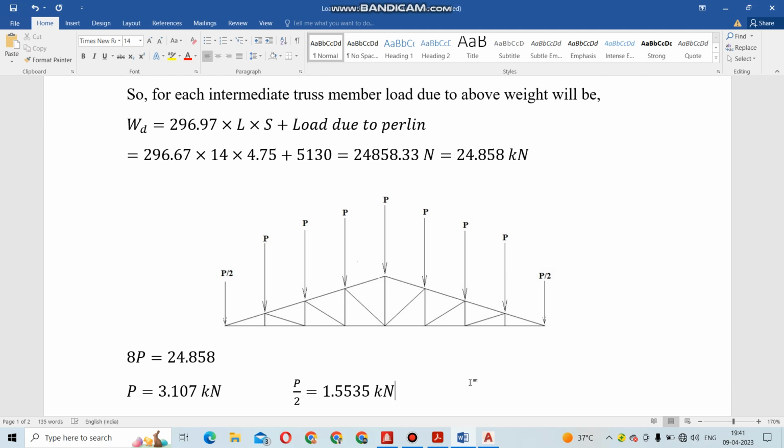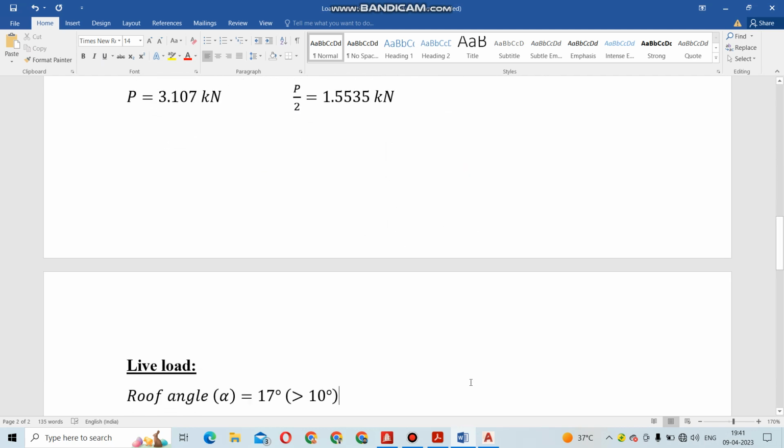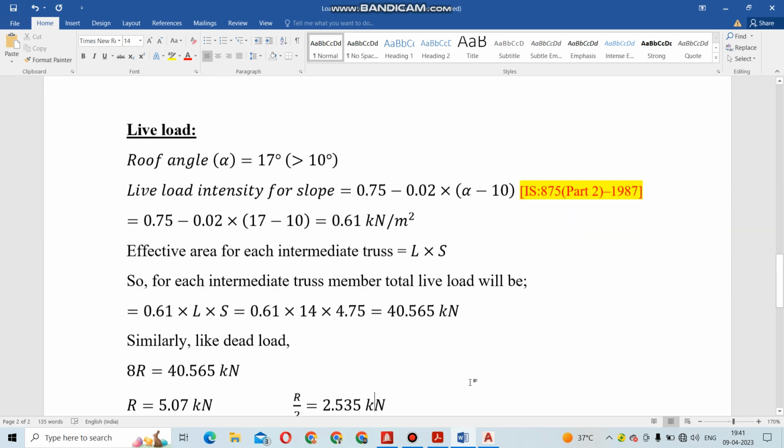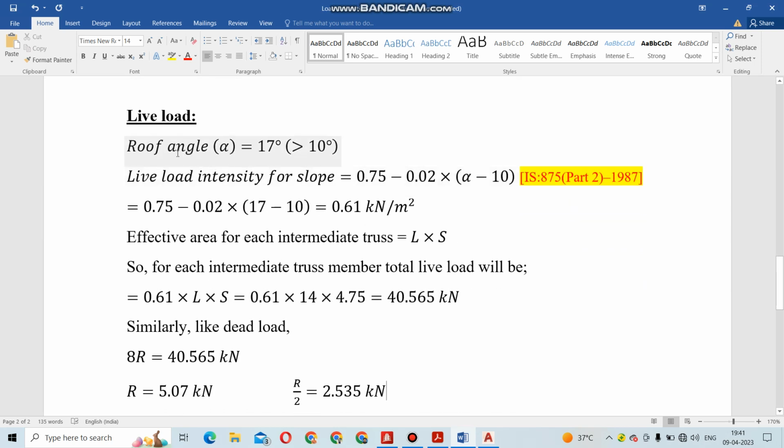Now it's time to calculate the live load. The live load will be calculated in this way. We have shown in the diagram that the roof angle is 17 degrees, which is greater than 10 degrees. The live load intensity for slope will be calculated like this. This formula we have collected from IS code 875 part 2, 1987. Let's see what is given there.